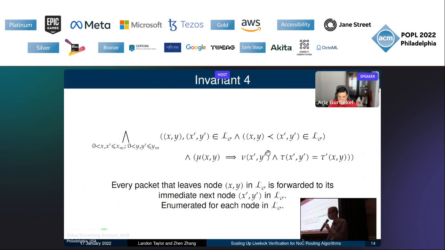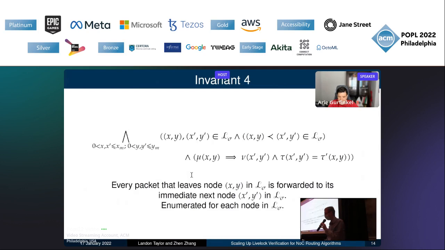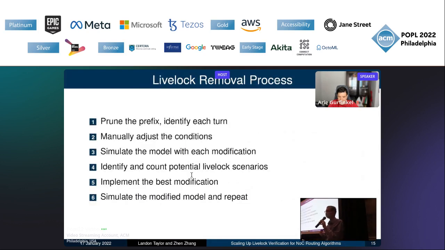Our fourth invariant is similar. It says that any packet in a node within the livelock pattern must have been forwarded to its immediate next node within the livelock pattern. So that says that if a packet is here, its previous node's coordinates must have been that of its predecessor node. So using those 4 invariants, we verify that all of our scenarios that were of length k were in fact livelock scenarios. And we use this iterative process to remove livelock from the network.